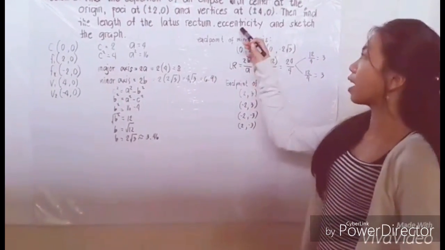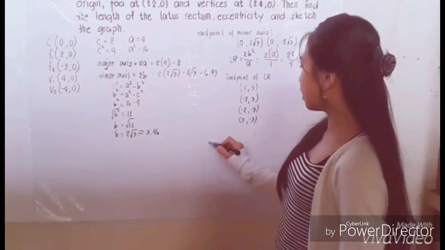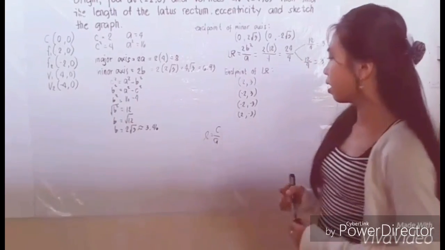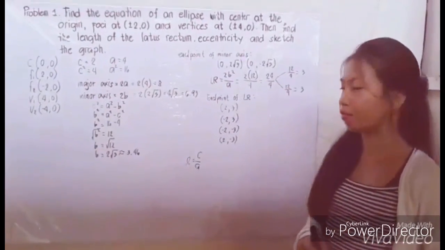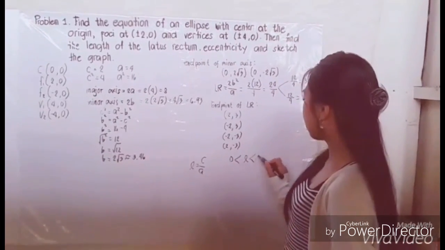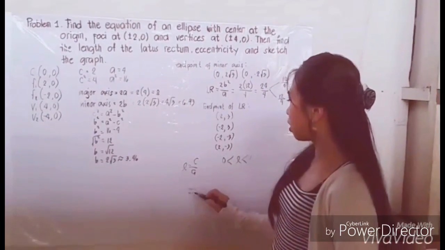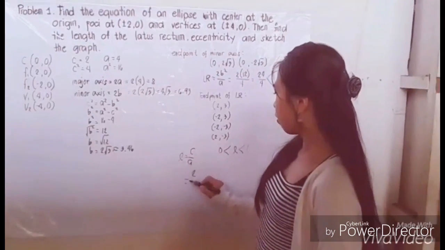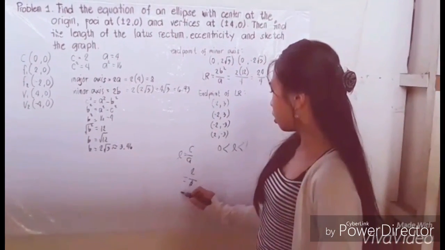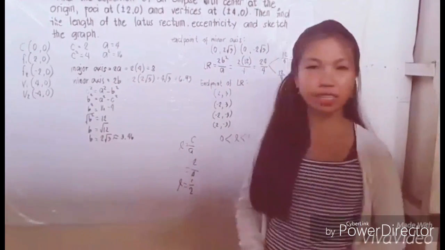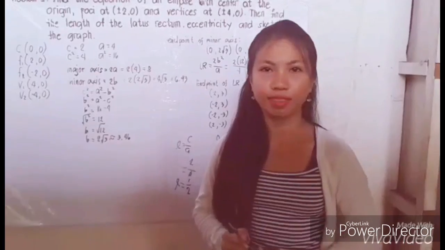We are also asked to find the eccentricity, where eccentricity is equal to c over a. Eccentricity is the amount of roundness of a graph. So take note that eccentricity is greater than 0 and less than 1. By substituting, we have the value of c, which is 2, and the value of a, which is 4. So we have 1/2. So our eccentricity is 1/2.